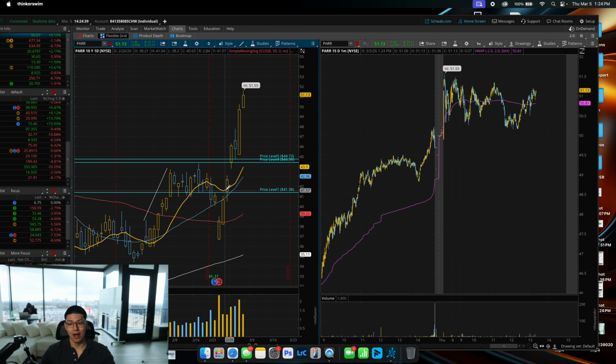Why is that, or how is that? If all of the SMAs are stacked on top of each other, I'm talking about the 10 on top of the 21, on top of the 50, and the 50 on top of the 200, that right there means bullish momentum, and that is exactly what you're going to be looking for.